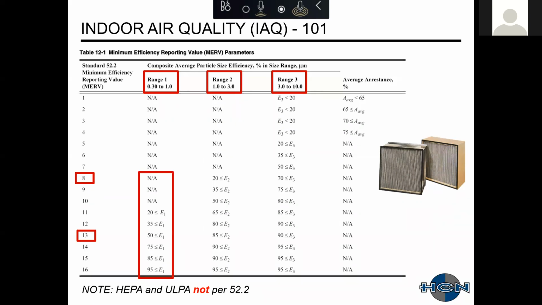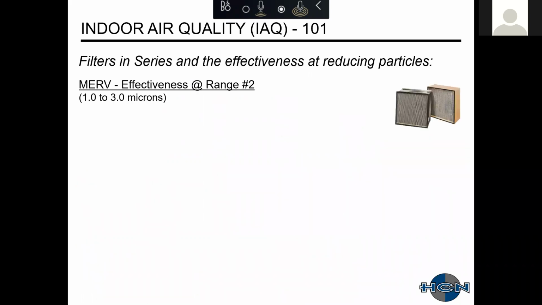And then also, I just want to highlight two of the filter sizes here. You can see on the left, from the very small 0.3 to 1.0 micron range, there's a pretty significant difference between the MERV 8 to MERV 16 filter in terms of how efficient it is for filtering. But then once you get to range 3 with the bigger sizes, you can see that the MERV 8 to MERV 16 only has a difference of 70 to 95% efficiency. So it's not really that great of a difference. So just remember that concept later on when we talk today.